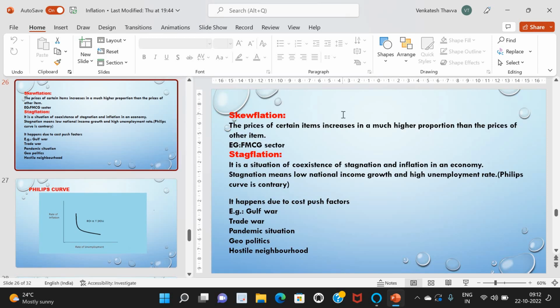Next, coming to skewflation. The prices of certain items increase in a much higher proportion than the prices of other items. For example, a particular sector like the FMCG sector.